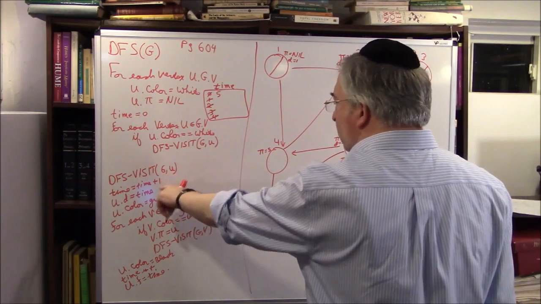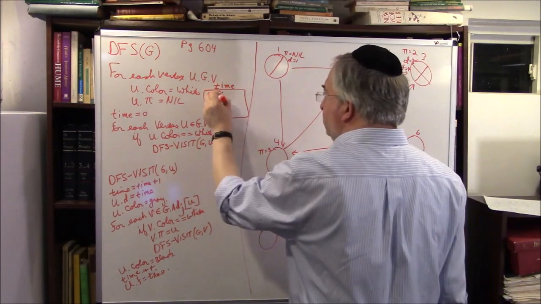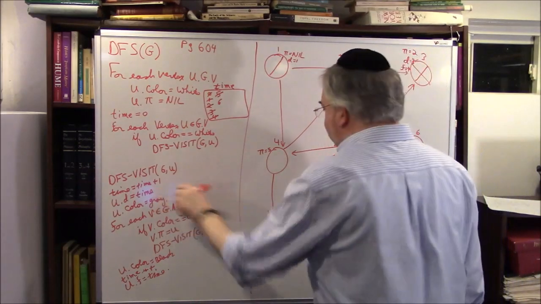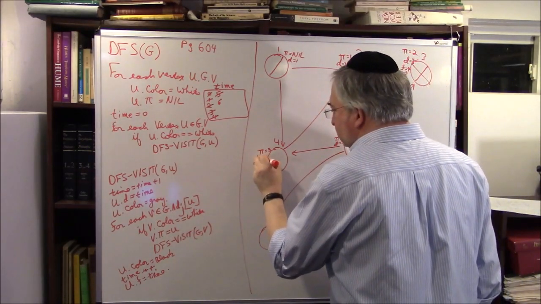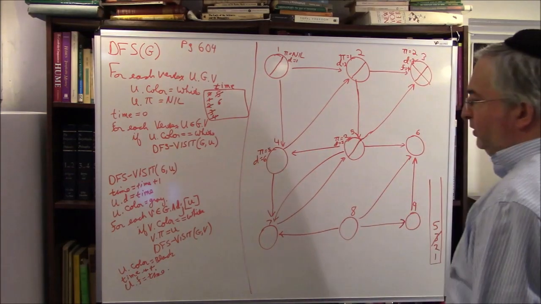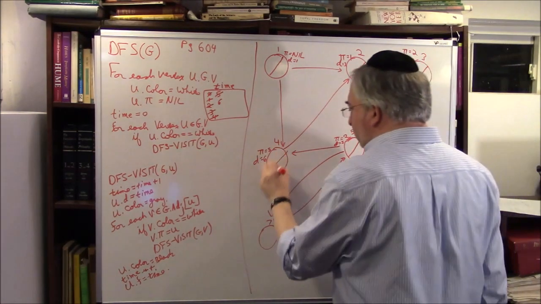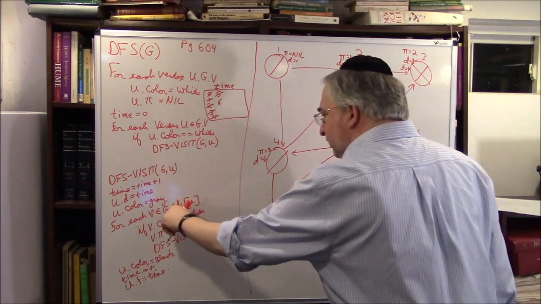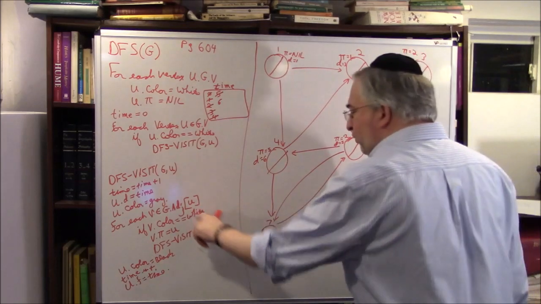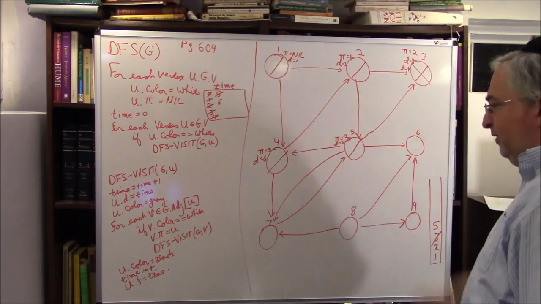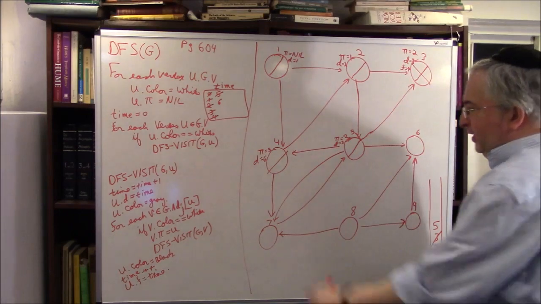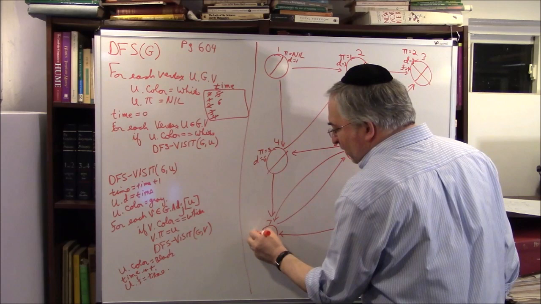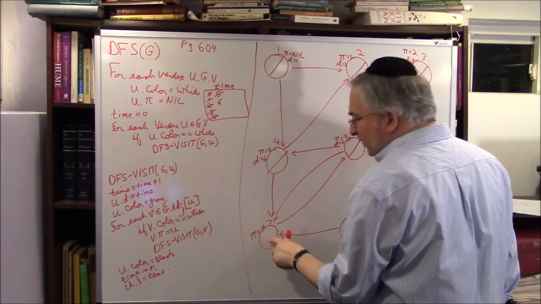Now we visit 4. Time is equal to time plus 1, so this becomes 6. Discovery time is 6. D is equal to 6. Okay, good. Next. Color is gray. We make him gray. And now we look at children of 4. 4 has 1 child. Color is white. We make the parent equal 4.